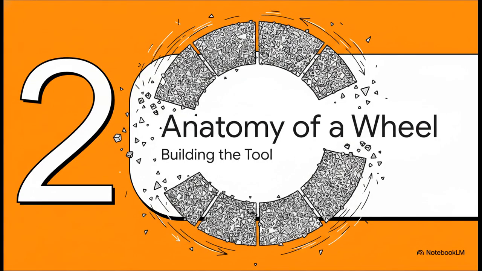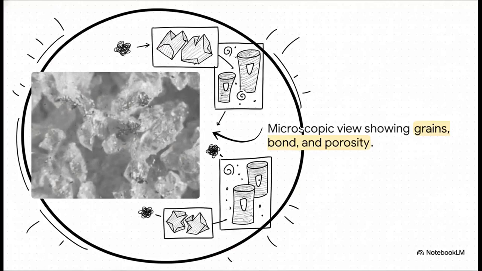Section 2. Anatomy of a wheel. Let's zoom out a bit and see how we assemble millions of these individual self-sharpening grains into a single cohesive tool. When you really zoom in on the surface of a grinding wheel, you realize it isn't just a solid chunk of rock. It's this beautifully engineered matrix of three distinct things.